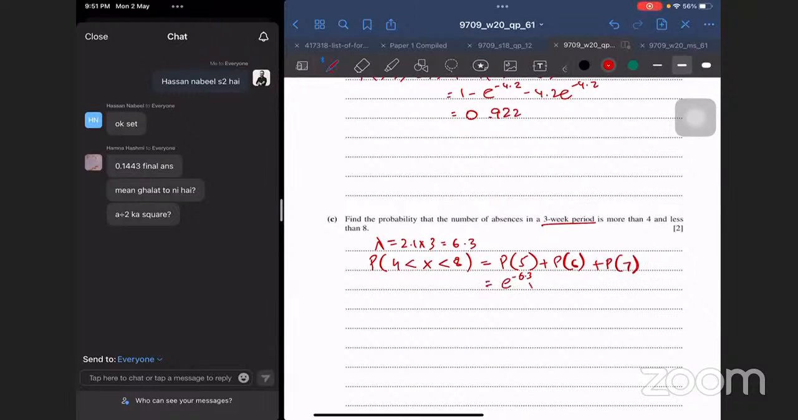So e to the power minus 6.3 times 6.3 to the power 5 over 5 factorial. e to the power minus 6.3 times 6.3 to the power 6 over 6 factorial. Okay, so putting this on a calculator. The calculation comes to 0.455. Okay, thank you.